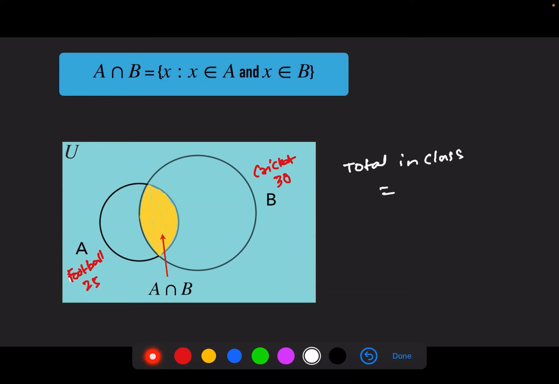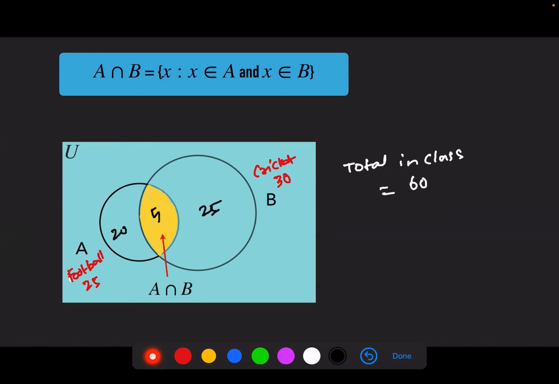Okay, let's say the total is 60. Now suppose there are 5 students who play both football and cricket. So you place that in the overlapping, intersecting region. Now how many students are playing football only? 25 are playing football, 5 are playing both, so 25 minus 5, 20 will be playing only football. And similarly, 30 minus 5, only 25 will be playing cricket.